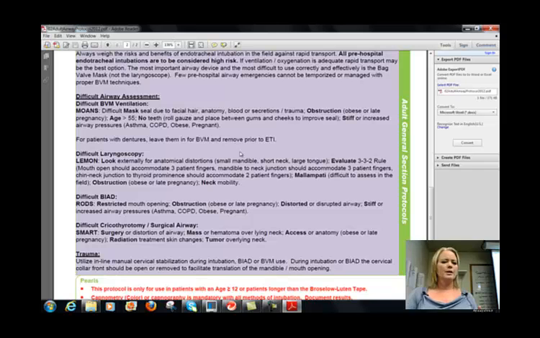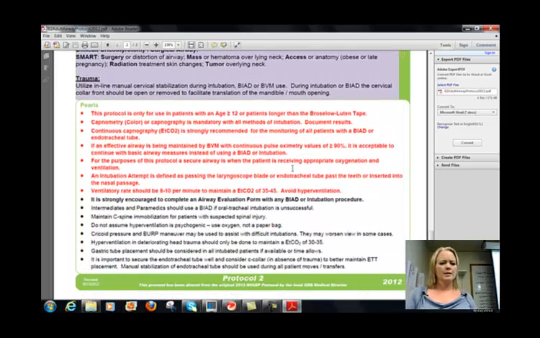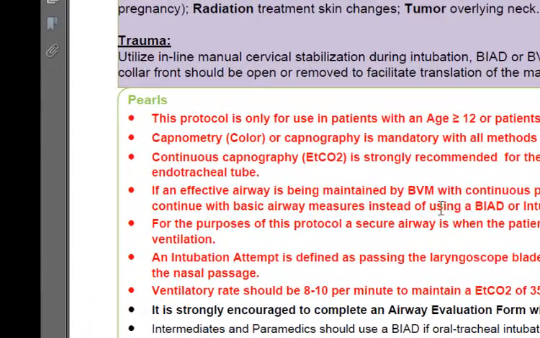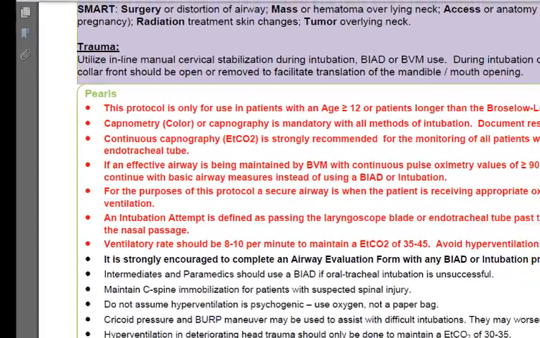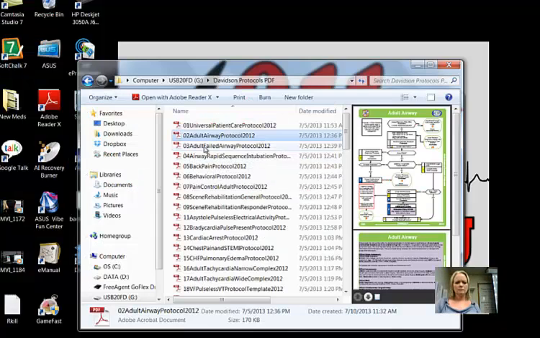So there's some information on this second page about difficult airways. This is nothing new. You guys have seen all this before, all the acronyms that you use to kind of judge whether or not you suspect that an airway is going to be difficult. And then the pearls from the state are at the bottom. The most important one on this one is the use of end-tidal capnography.